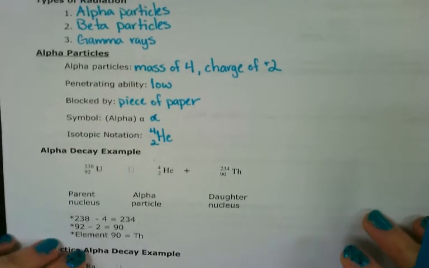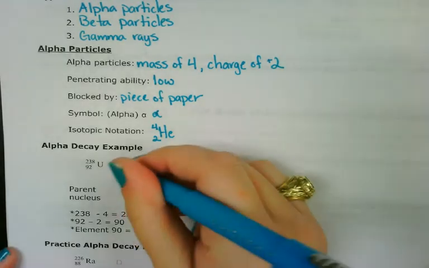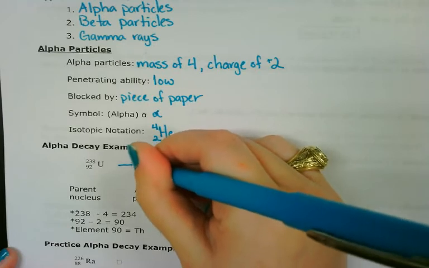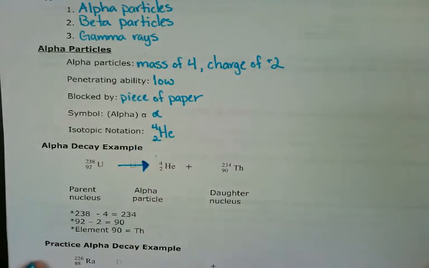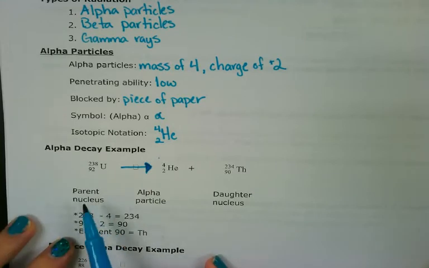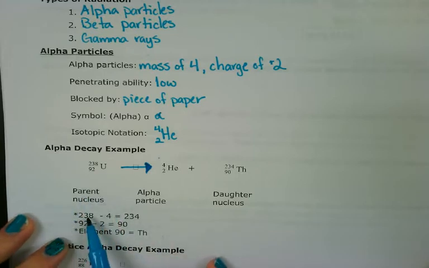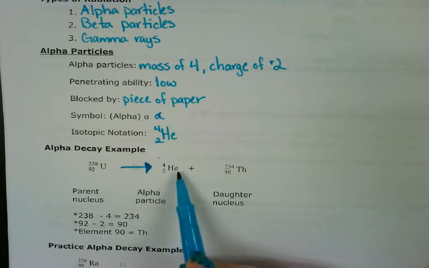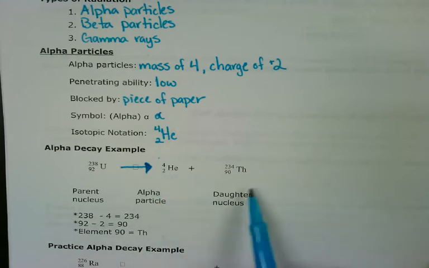Alright, so let's look at some examples. Okay, so here you see a little box. It's supposed to be an arrow. So if you want, you can just draw a little arrow over it, pretend that was there to begin with. But, so we're starting with uranium. Yay, uranium, right? So, uranium is what we call the parent nucleus. So it's what we're starting with. And then once it goes through its alpha decay, we're going to end up with our alpha particle, that helium that we talked about, and then a daughter nucleus. So it's what's produced.